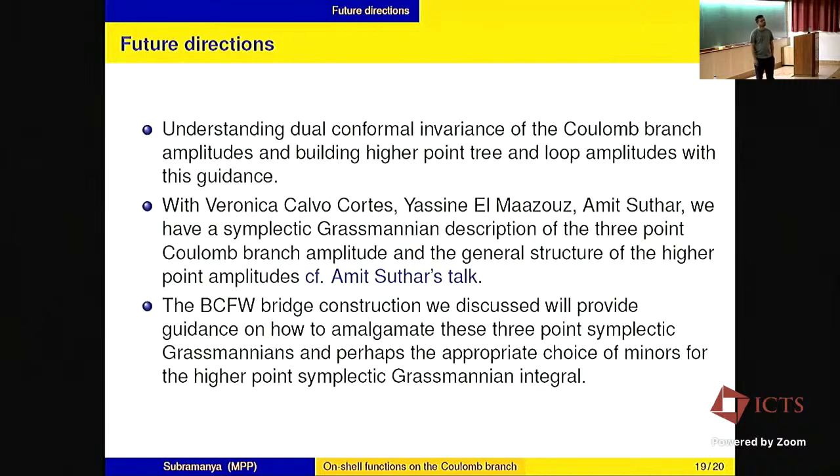Any other questions? Have you looked at 4-point? Does it actually do the bridge thing, and can you write it as an integral over some symplectic Grassmannian set? We independently, so what is very curious is that even at 4 points, just using the lambda and the lambda tildes, we can saturate the C matrix. And the C matrix satisfies all the symplectic Grassmannian conditions, which we know.